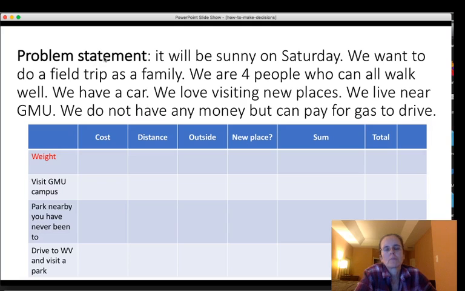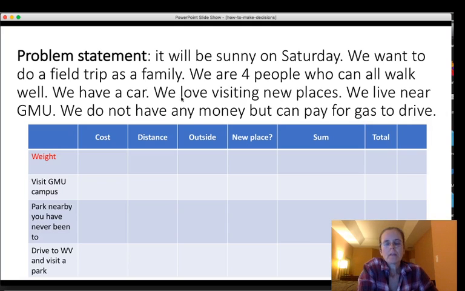So here's the problem statement. Let's say there's a family of four people, and they want to decide what to do on a Saturday. They want to go on a field trip as a family, and each of the people actually want to go somewhere else. As you know, when you have teenagers, so there's two parents and two teenagers. They all can walk fine. They have a car, and all of them love visiting new places. They live near George Mason in Fairfax, Virginia, and they don't want to spend any money. So here they're saying they don't have any money, but we can consider that the cost is an issue. But they do have enough money to pay for gas.